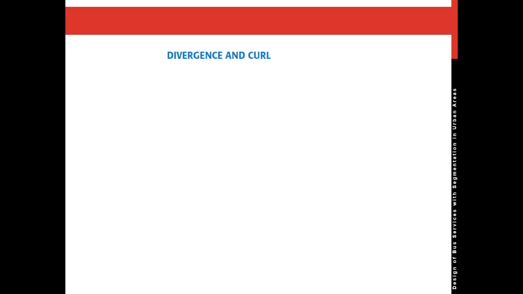Basically, this is divergence and curl of a vector field. Okay. So, if you have any doubt, you can ask me. Now, in this lecture, we will discuss how to find divergence and curl of a vector field.